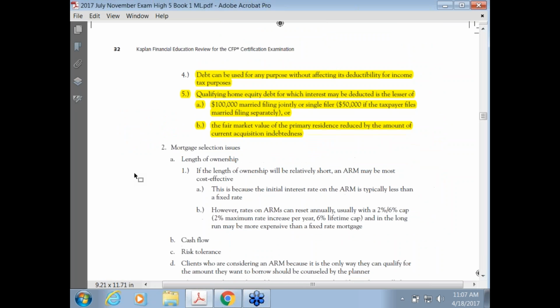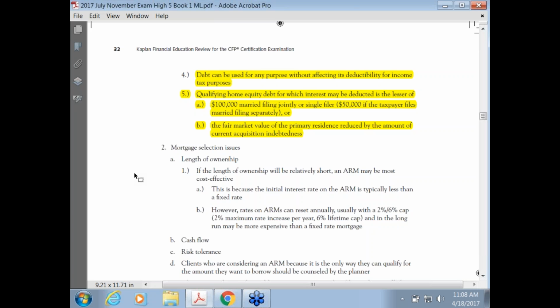Home equity loans, I believe there to be at least one question in the pool about home equity loans. One of the things I like as a testing point is the fact that with these, the debt can be used for any purpose without affecting its deductibility. That's a nice standalone question. Again, it could be in the scenario where they're telling you a lot more things about the property and the numbers, but in there is something about home equity.